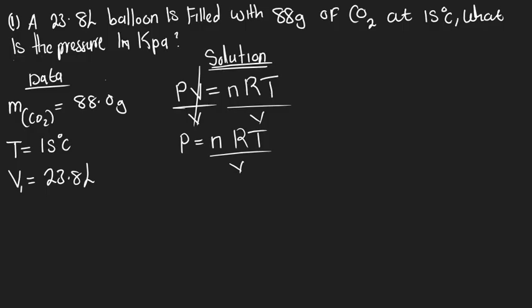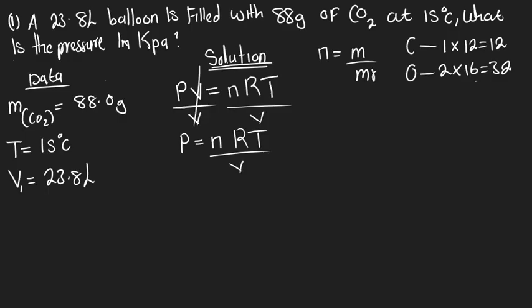Then you can ask yourself, what is the number of moles of carbon dioxide? We can calculate it. We know that number of moles is equal to the mass over the molar mass. That's what we learned in our previous sessions. Carbon dioxide is 1 multiplied by, what is the relative atomic mass? 12. Then oxygen is 2 multiplied by 16, and that becomes 32. Altogether, we are getting 44.